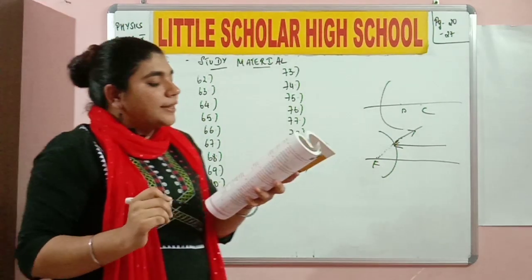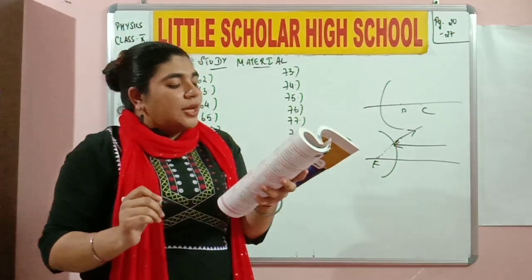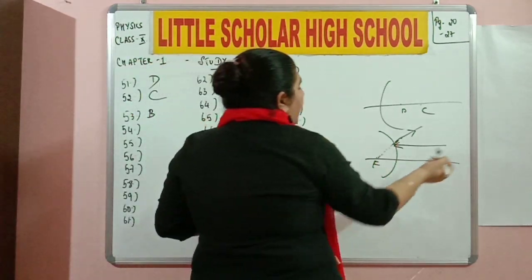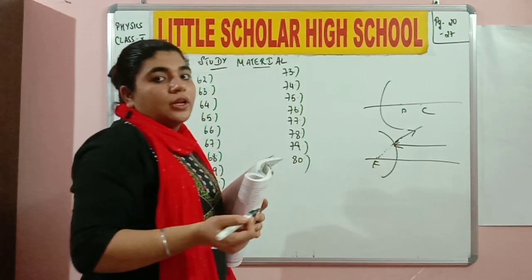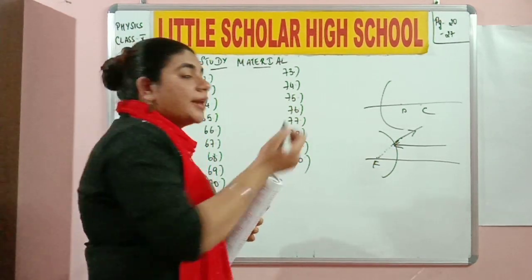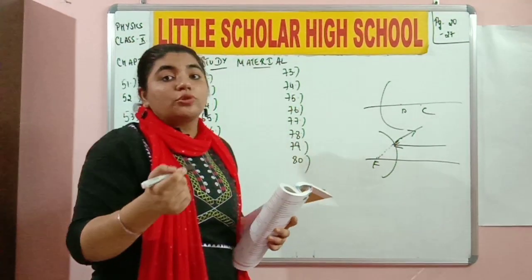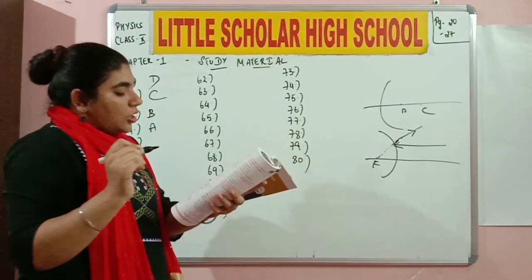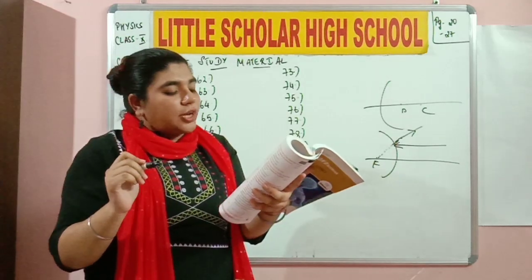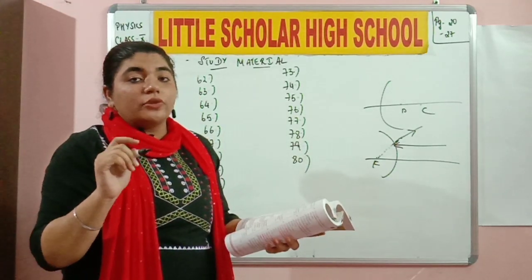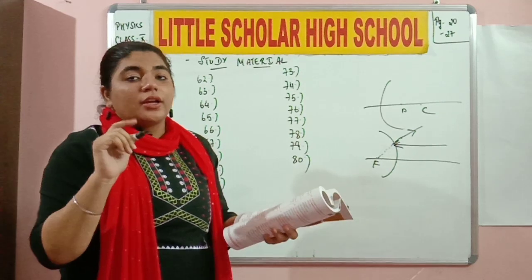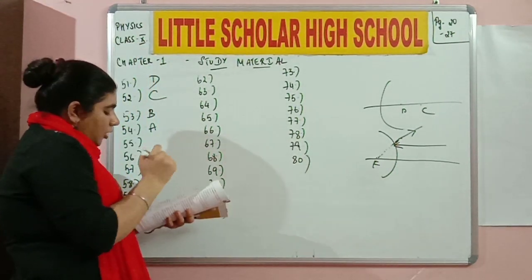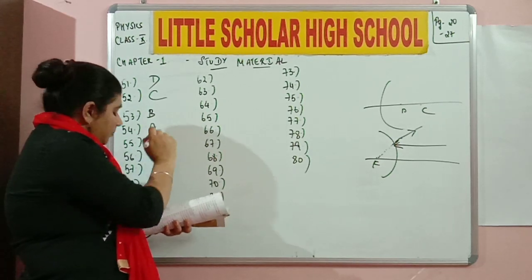54th one. According to sign convention, the distance which is measured in the direction of the incident light. If you measure the distance in the direction of the incident light, it is going to be positive. Against the direction of the incident light, it is going to be negative. So 54th one is option A. 55. The mirrors of that shape are used in solar cookers. Remember, I told you solar cookers is very important for 1 or 2 marks. It is nothing but the concave mirrors which are used in solar cookers. So 55 is option B.